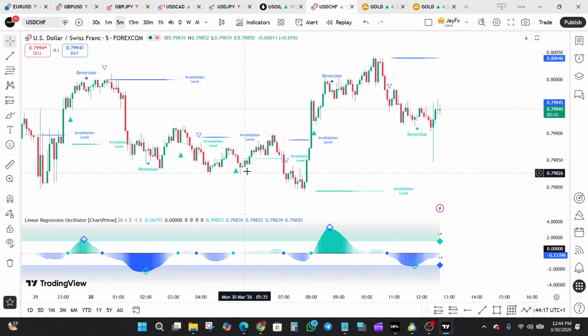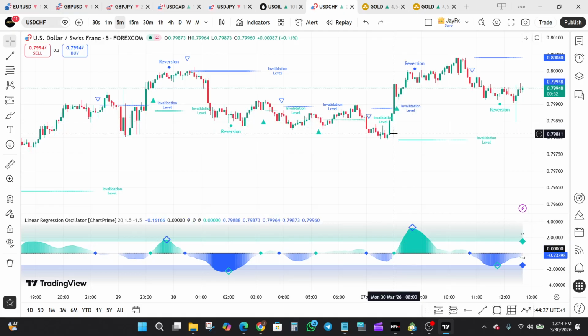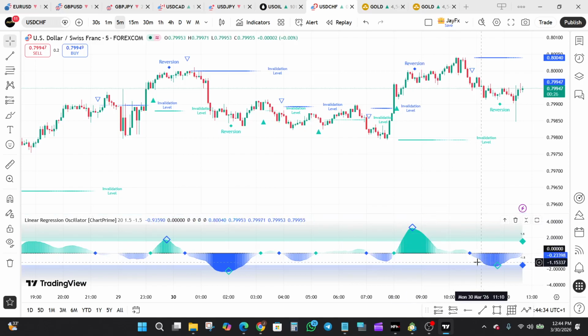When the oscillator is above zero, it suggests bullish pressure. Like what we can see here, there was actually bullish pressure. You can see the bullish move here. And then when the indicator is below zero, it signifies bearish pressure.